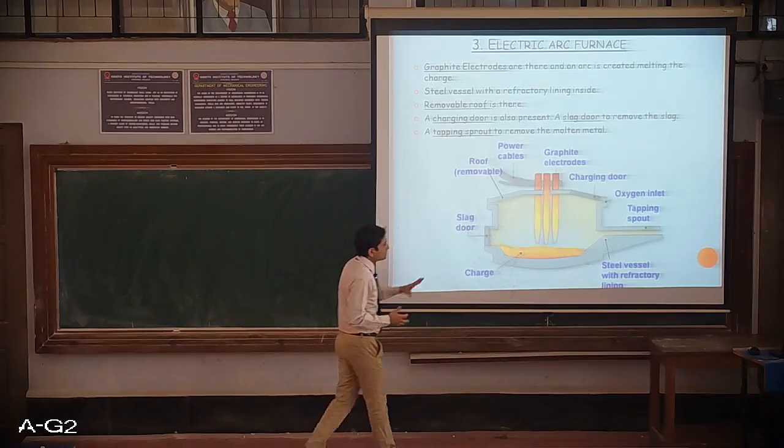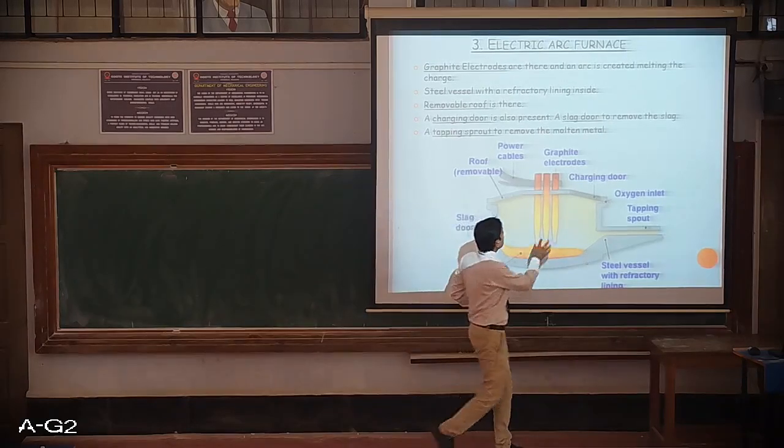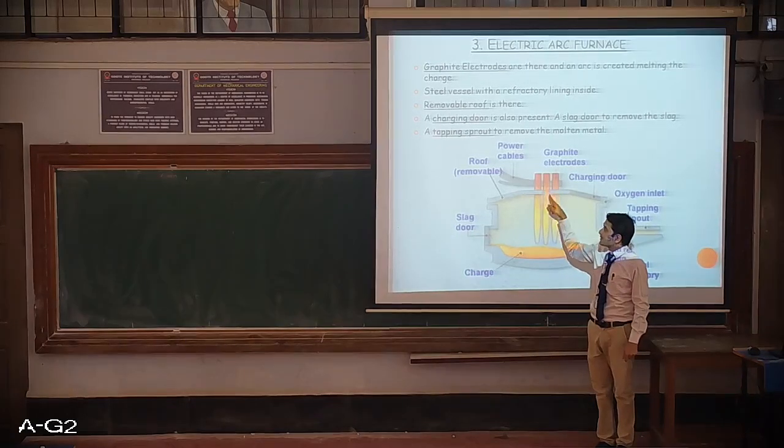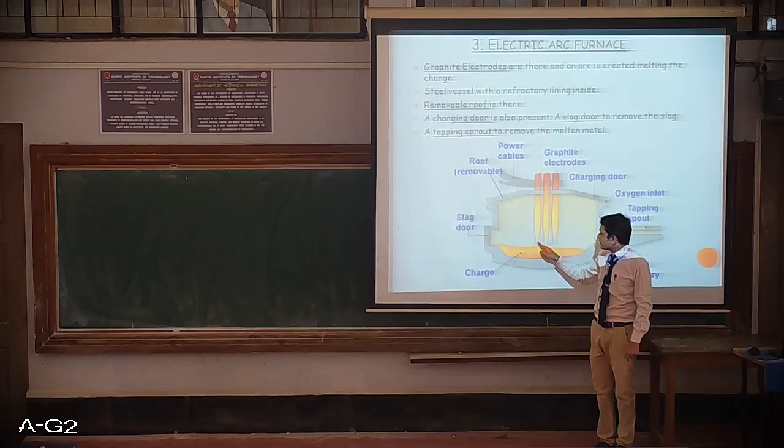So you can see this is the construction of the electric arc furnace. These are the electrodes. The graphite electrodes are used. You pass electricity to this, and there is an arc being developed in between these electrodes. So because of this arc, the temperature rises and it will melt the metal here.